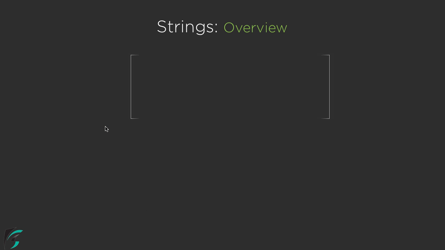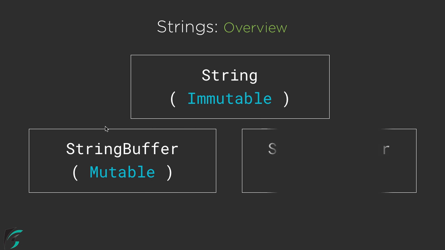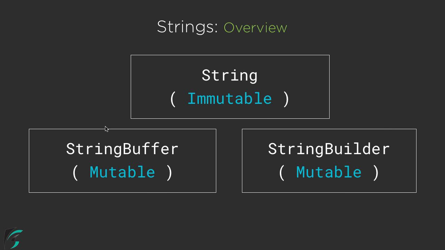Here in this slide, we have String, StringBuffer and StringBuilder. As already said, strings in Java can be created with the help of the String class, StringBuffer and StringBuilder. What are the basic differences between these three classes? The String class is actually immutable, and StringBuffer and StringBuilder are actually mutable in nature. Now what do we mean by the immutable and mutable properties of these classes?